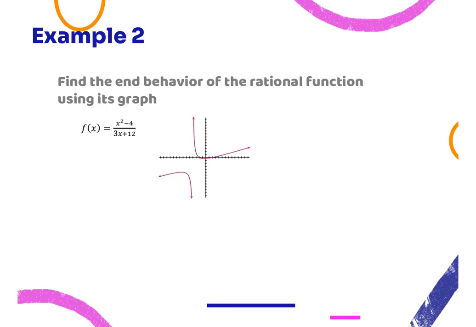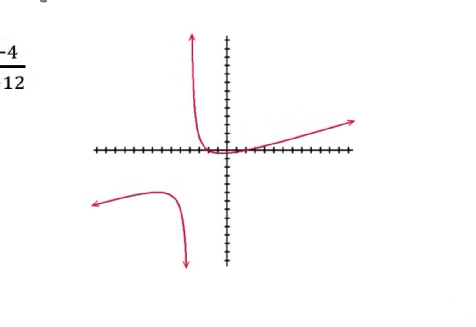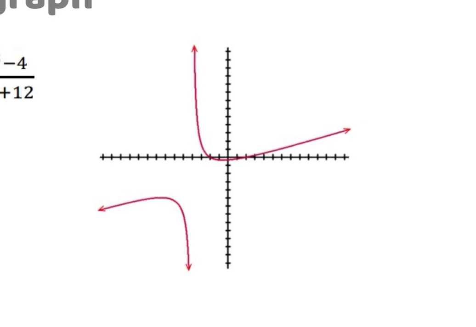So example 2 says find the end behavior of the rational function. I'm going to teach you in a minute how to do it from the equation. We're not going to look at that yet. We're going to look at this graph. So where does it appear as though there's a vertical asymptote? Yep, like -4, there's a vertical asymptote. And then notice what's happening on the ends of this graph. They're not approaching the same horizontal line, which means there's what's called a slant asymptote here.